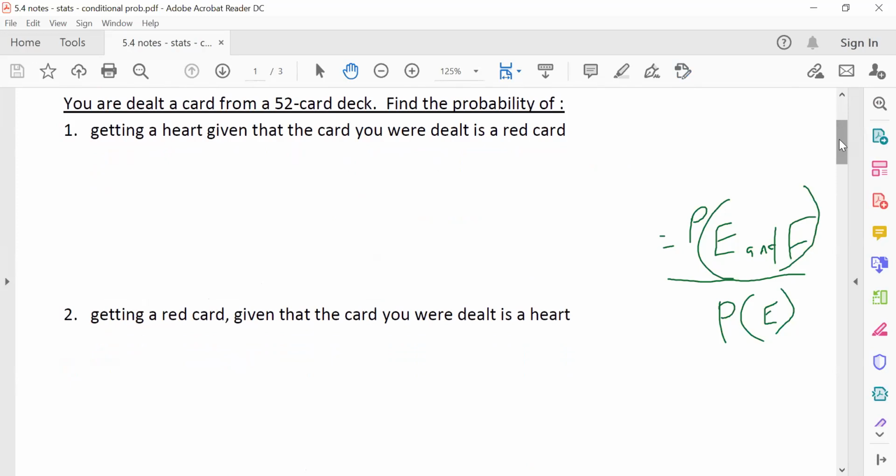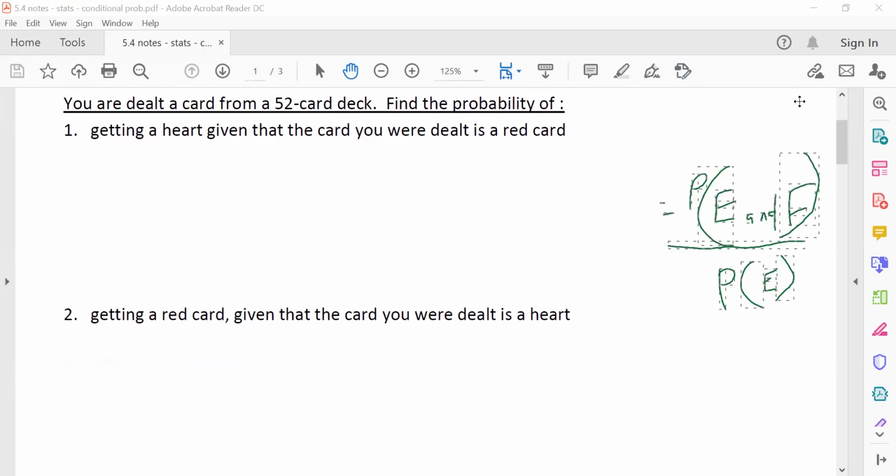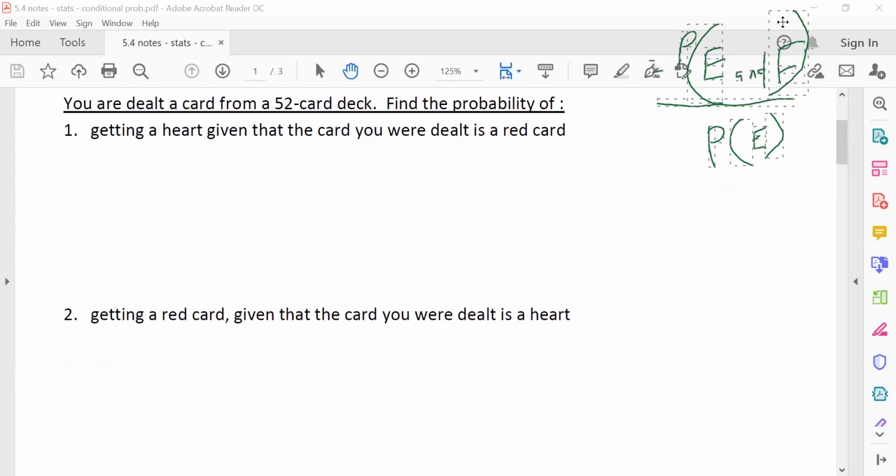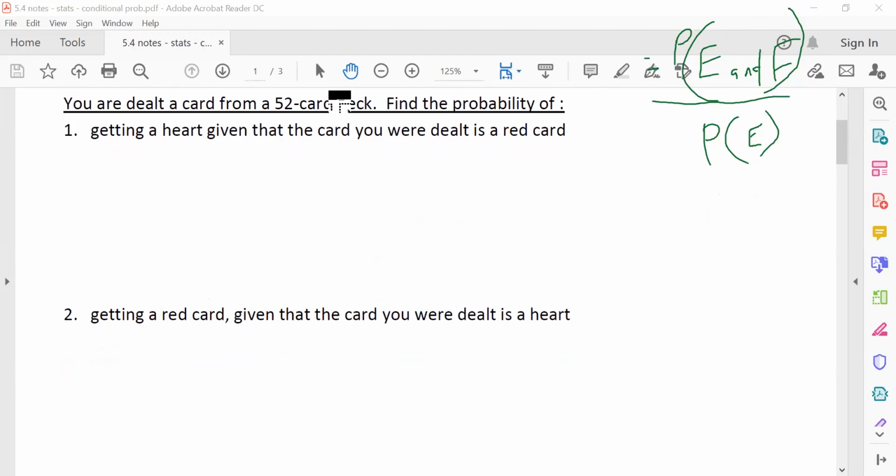Let's try to actually compute a couple probabilities of this nature. We'll keep this thing up here, potentially using it. You are dealt a card from a 52 card deck. So here's how it's going to work. I'm going to deal you a card, but I, the dealer, I'm going to look at it real quick. I'm going to take a quick peek at it, and I'm going to see what kind of card it is. So I get the card, and I see that it's a red card. I can say, okay, it's a red card. So I tell you it's a red card.